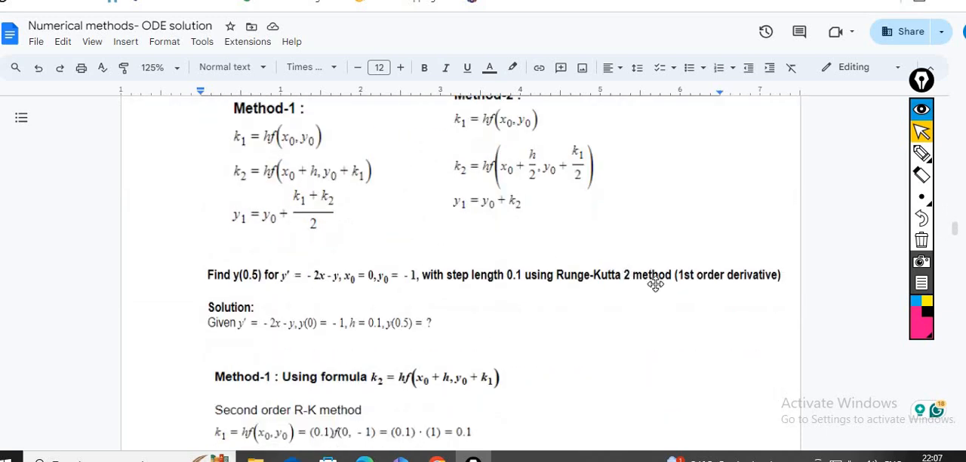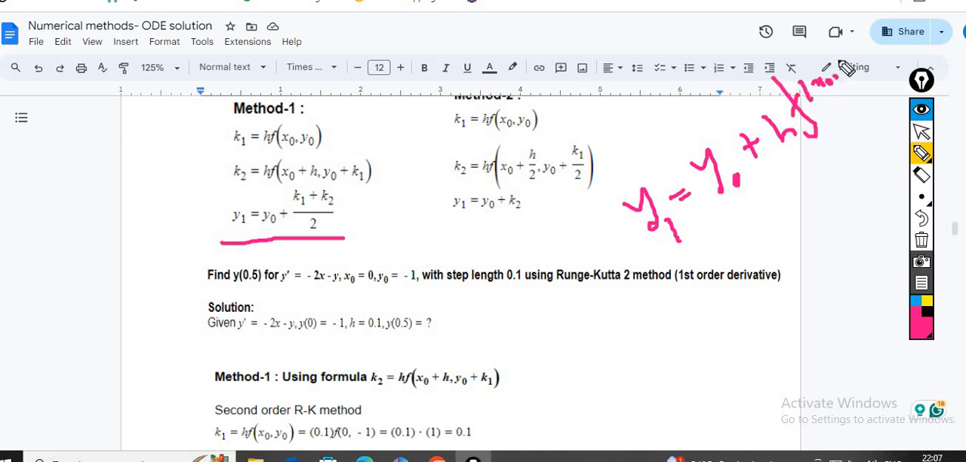So there are two formulas. Here y1 is given as y0 plus k1 plus k2. Just remember the earlier one, the first order method. This is given as y1 is equal to y0 plus h into the function value f at x0 and y0. But here we are considering some other accuracies. Just look at this. What is k1? K1 is h f x0 y0.